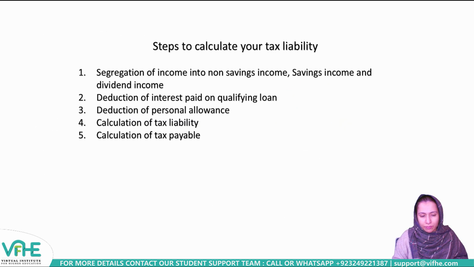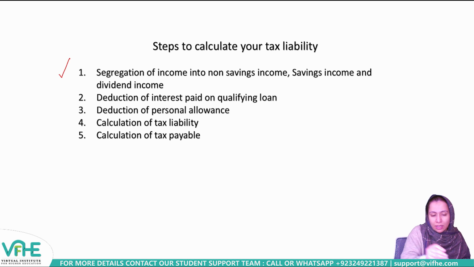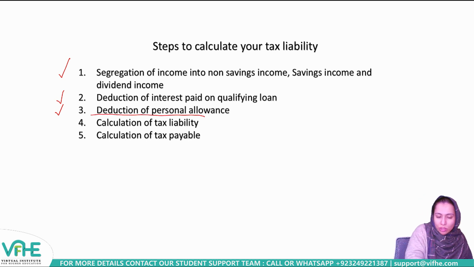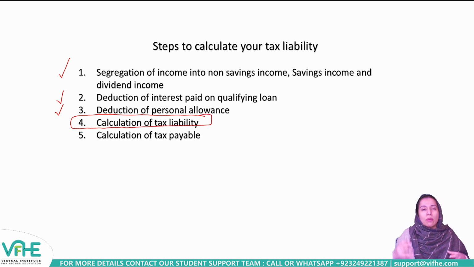where the first step is done, and it's about segregation of income into non-savings, savings, and dividend columns. Then we discussed the second step, which is the deduction of qualifying interest. And then the third step has been done as well, and that's the deduction of personal allowance. Now we are moving towards the most important step, and that is to calculate the tax liability. In this video, I will let you know how the rates are to be applied in order to determine the tax liability for an individual for a particular tax year.